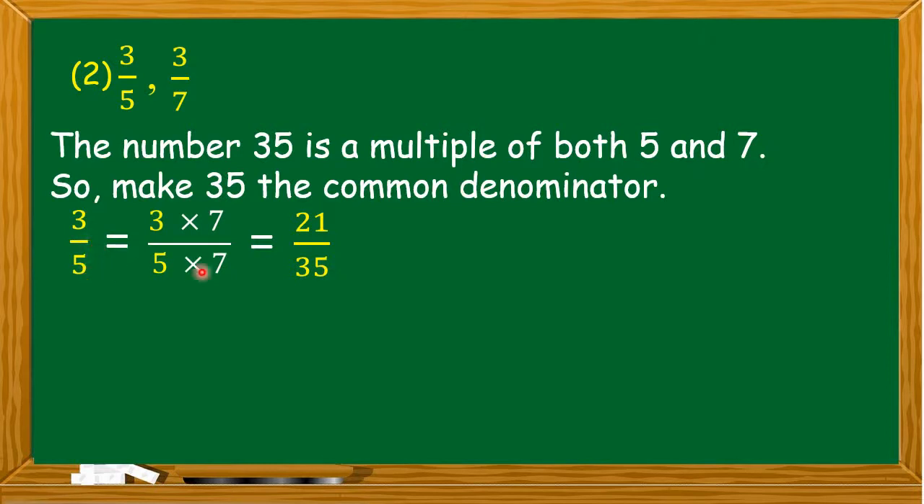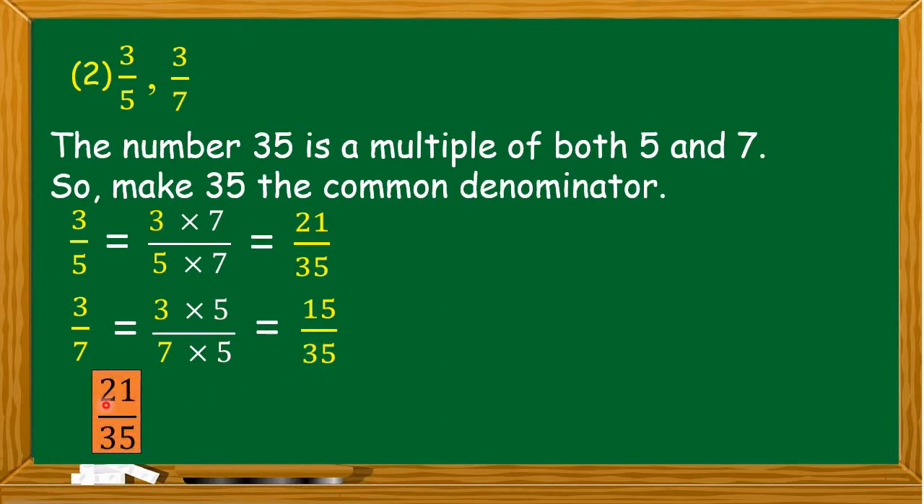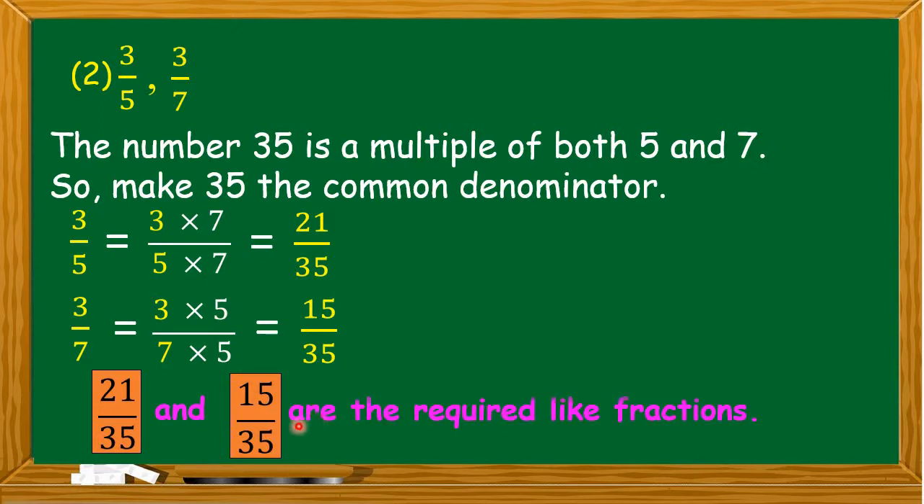Now, let us multiply the second fraction by the denominator of the first fraction. So, we multiply 3 upon 7 by 5 and we get 15 upon 35 as the second fraction. So here we get 21 upon 35 and 15 upon 35 as the required like fractions.